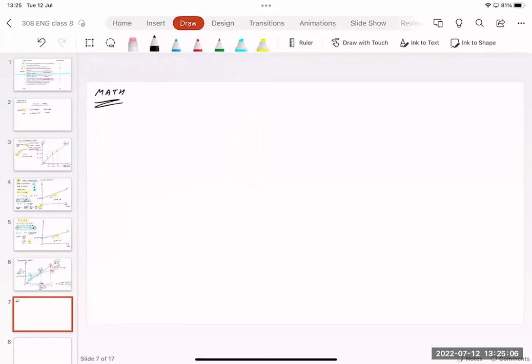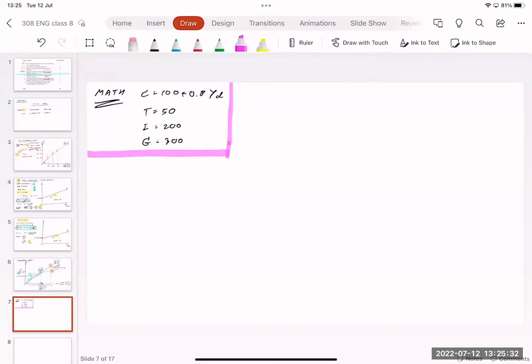For example, I'm giving you the consumption equation like this: C equals 100 plus 0.8 YD. I assume that T, tax, equals 50, I, investment, equals 200, and G, government spending, equals 300. This is all the information they're going to give you. After you know all of these numbers, you can easily calculate the total expenditure equation.